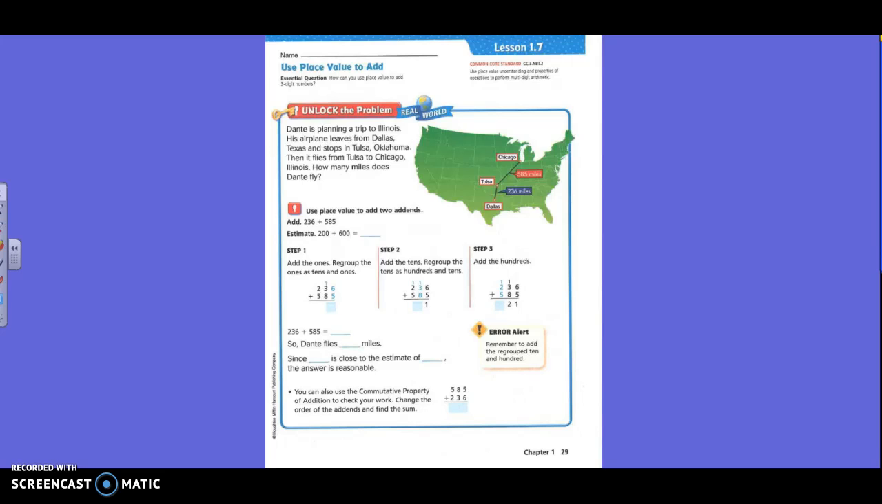Raise your hand. 200. What does 585 round to? 600. So now we need to add 200 plus 600. What does that equal? 800. Okay. Write your estimate down, please.